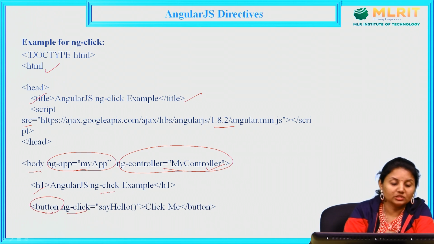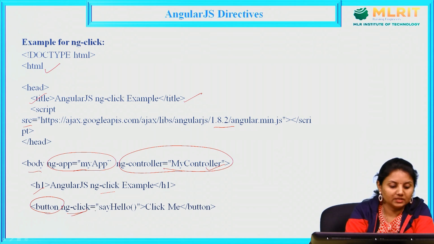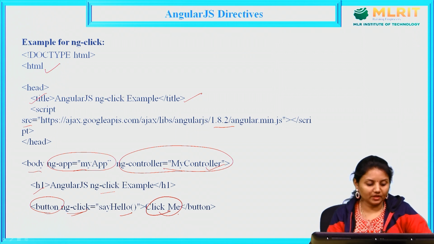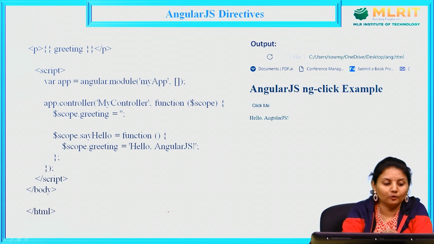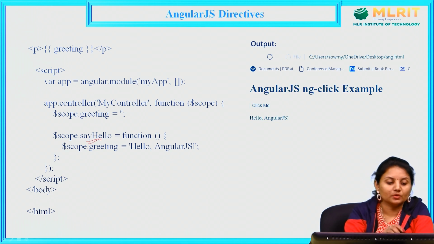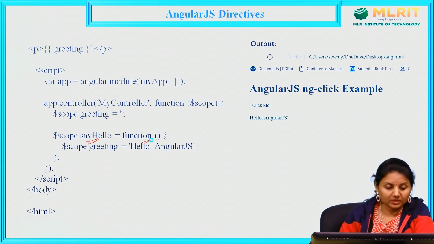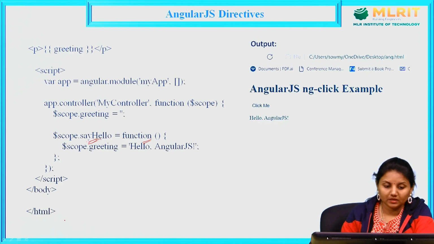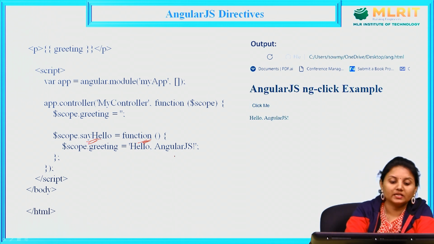H1, you are just giving some heading, and then a button with ng-click. The button tag acts as a submit button when something is clicked, right? So you need button, ng-click, say hello, click me. Click me is the name of the button. Say hello is a function that you are going to use for ng-click. So when the button is clicked, this function will get executed. What is that? Hello AngularJS.